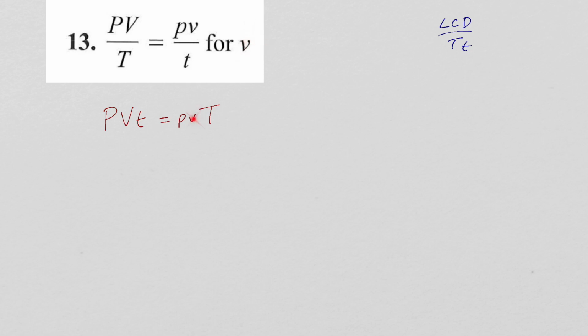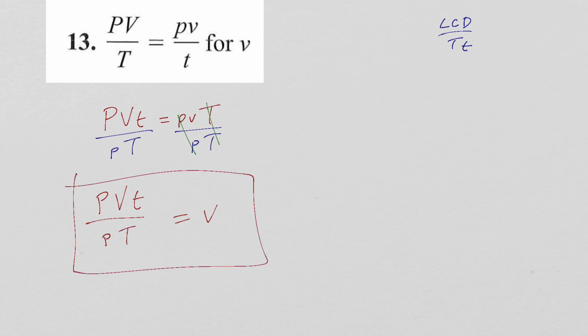Now we're after this little variable here. So to solve for it, I've got to divide by P big T. And here they cancel, so we'll have V is equal to PV little t over little pt. Exaggerate the size of your variables so that you don't think that this is the same thing as that, because they're not the same thing.